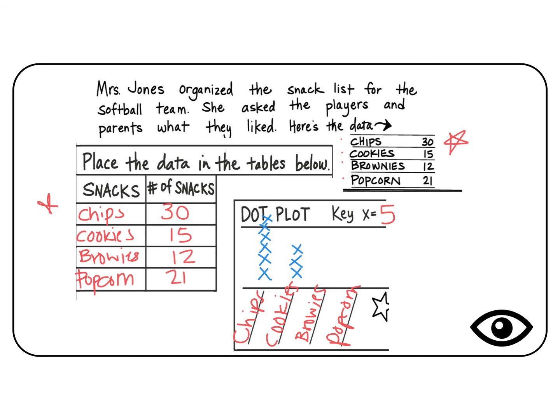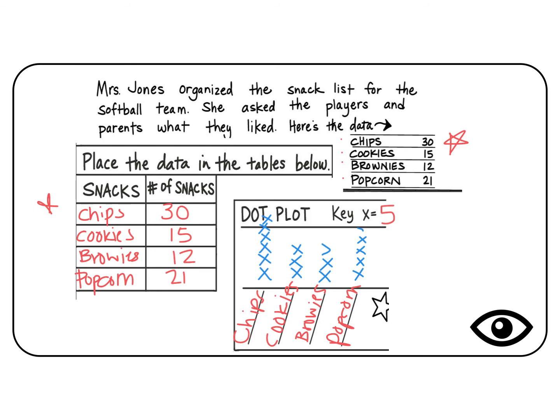Brownies has 12, and 12 isn't exactly divisible by 5, but I can do 5, 10, and then I'll do half. That tells me that I don't have a full 5, but I'm still counting it. And for popcorn, I have 21, so 5, 10, 15, 20, and I'll do one more. So by taking our data and plotting the frequency, you can see that more people wanted chips than anything else, with popcorn following behind.